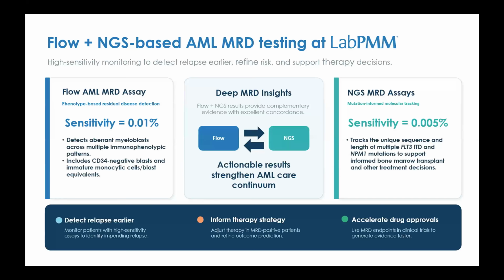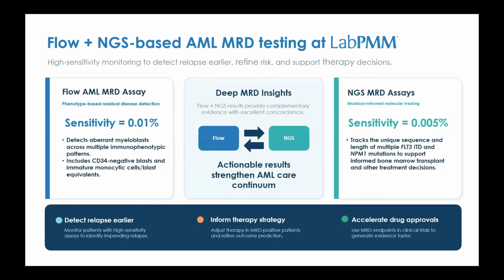Before turning to negative, it was 0.03%. And we can show the aberrancy, either there is an immunophenotypic shift or not. This is for all the different types of AML. For AML with FLT3 mutation or NPM1 mutation or both, we have very good NGS-based MRD assays, and the sensitivity goes to 0.05%. And with this assay, we can track the unique sequence and length of multiple FLT3 ITDs and NPM1 mutations to support therapeutic decision-making, such as transplant or other treatment decisions.